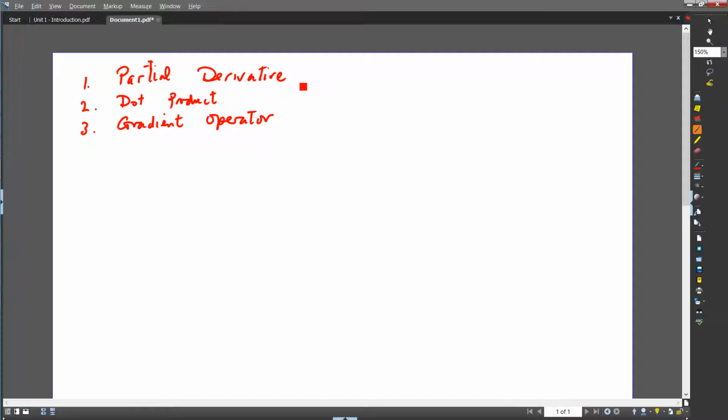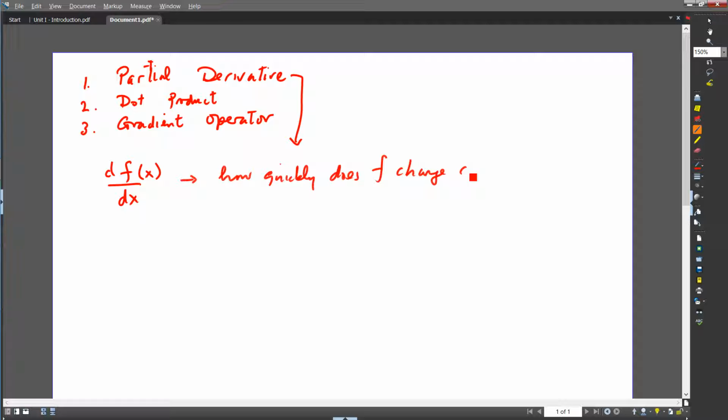Let's start with the partial derivative. So you all know what a derivative is. If I have some function, say f of x, and I take d by dx of that, that tells me basically how quickly f changes as x changes. And we know that there's a geometric interpretation of that, which is the slope of the f versus x graph.